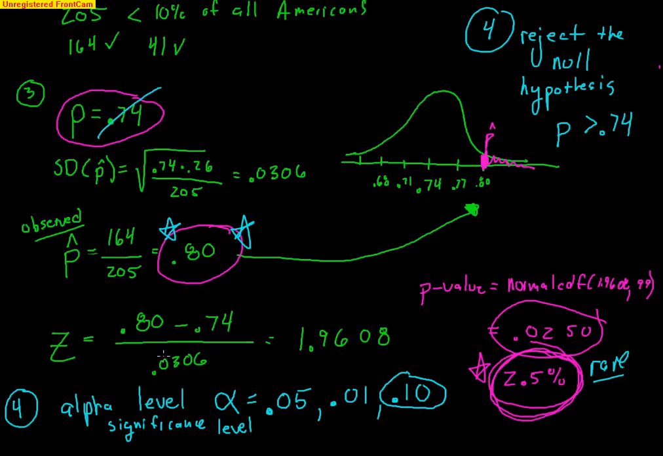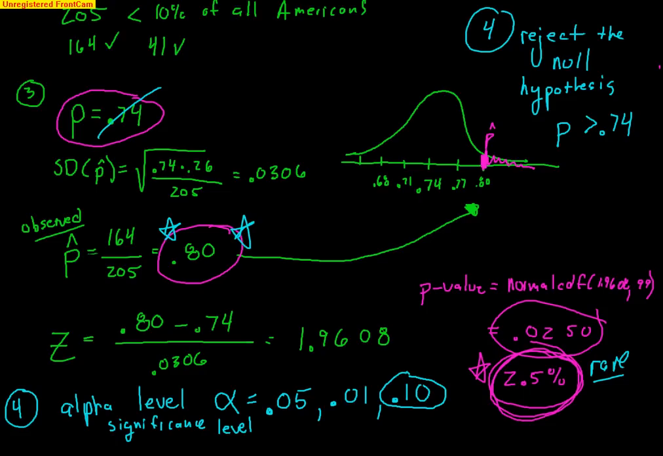Now, couple things. We do not want to claim that the true proportion is now 80%. Remember, that was just one sample that showed 80%. But because of that one sample, and because of our p-value, we do have evidence that we think the truth is higher than 74. Does it mean it's 80? No. It just means that it's definitely higher than 74%.